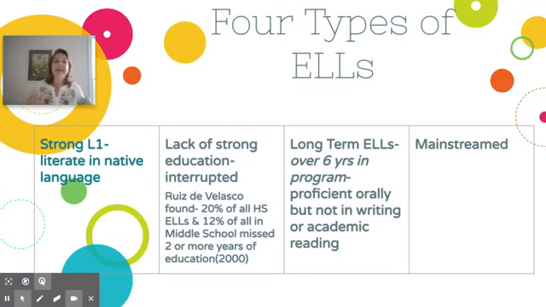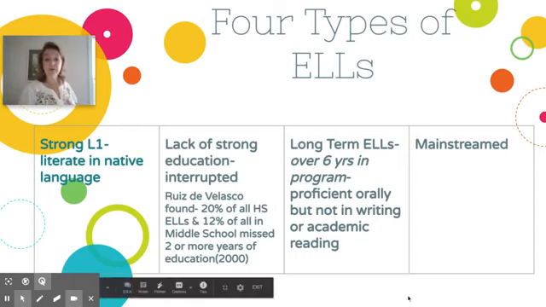So then we have long-term ELLs. That means they've been 6 years or more in the program, and they're proficient orally, and they can trick a good teacher, but not in writing or academic reading. And then we have the mainstreamed, your monitor students. So I want to show you the kind of flow of how that goes. So usually a student who comes in and is strong and literate in their first language will move quickly into the mainstream. They'll jump to that monitored status fairly quickly because they have that basis of education.